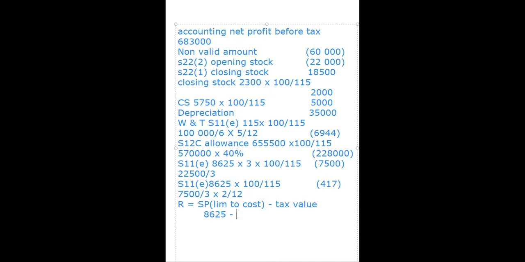Then minus our tax value: 8,625 minus what is this amount? Our 417. And that will give us an amount of 8,625 minus 417, which equals a recoupment of 417. So yes, a recoupment of 417. There's no CGT implications, so don't worry about that. So let's move on.